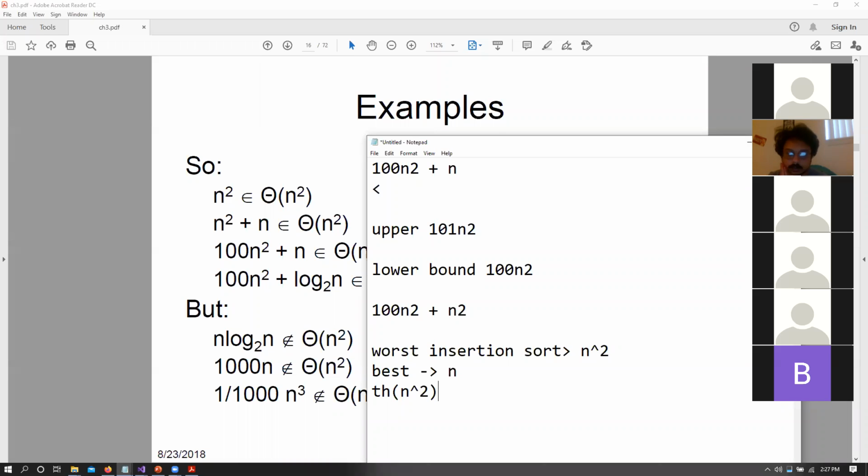Since n is the best case, it's not bounded by a particular equation, right? This is the upper bound, but it doesn't include the lower bound. Exactly. We cannot have a constant that makes both of these the same, and so we cannot say that insertion sort has a theta bound.